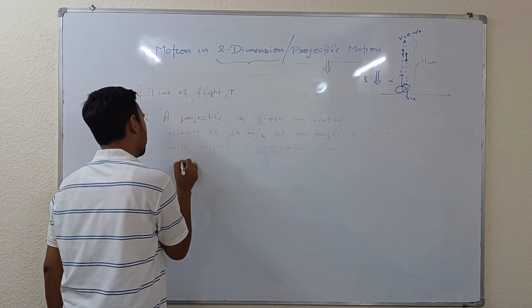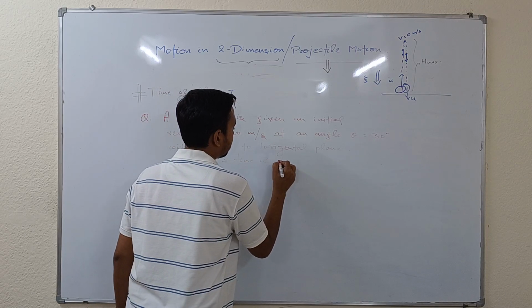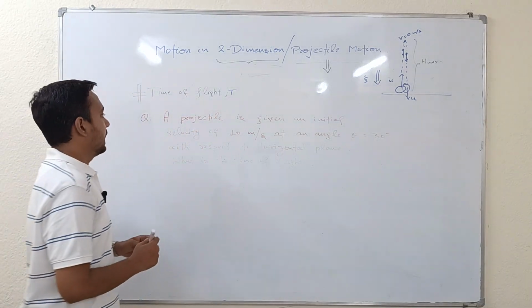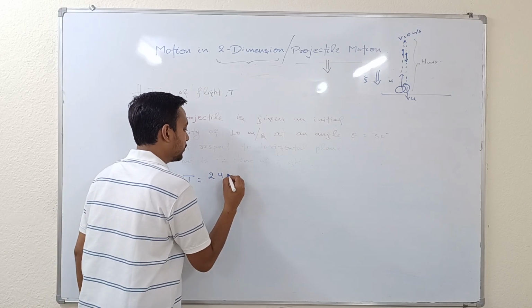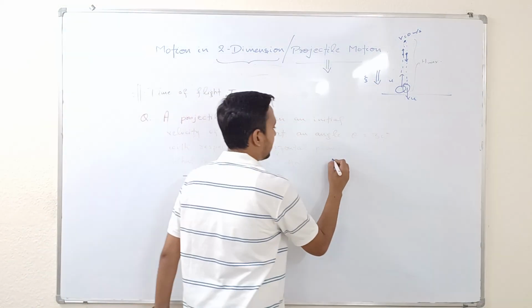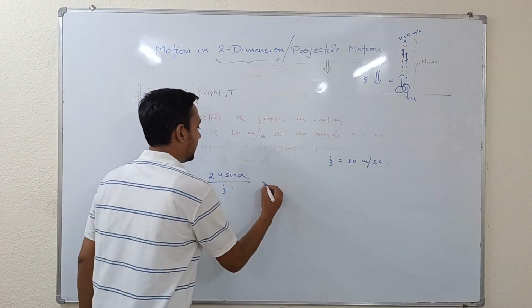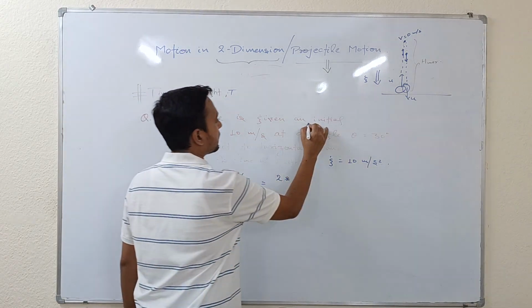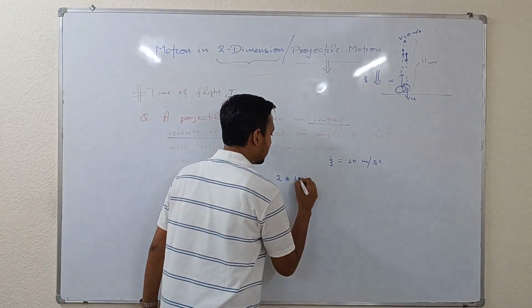Then what is the time of flight? So time of flight we know is nothing but 2u sin alpha by g. Here also take g as a value of 10 meter per second square. So putting the values, initial velocity u is 10 meter per second.